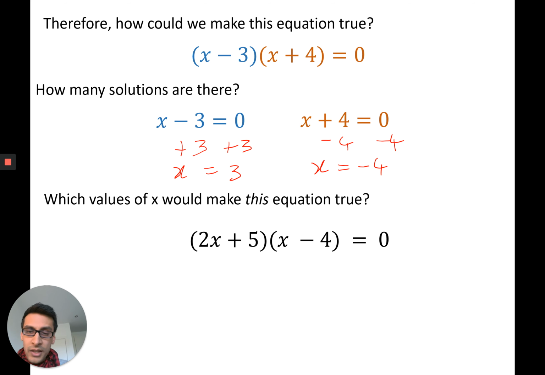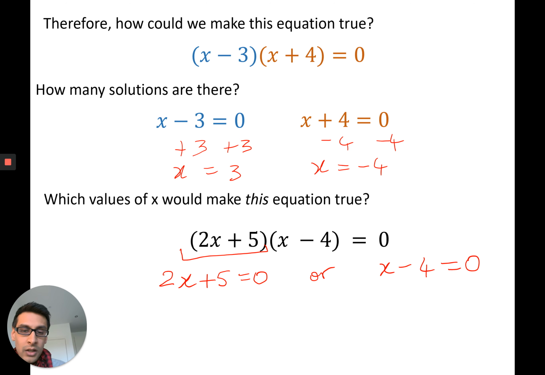So what would happen if I gave you a different pair of brackets which still multiply to give you 0? These are slightly harder. Well, we're still doing the exact same thing here. So this bracket on the left, if I told you that 2x plus 5 is equal to 0, or the bracket on the right, x minus 4 is equal to 0, well, to solve it, I'm going to need to subtract 5 from this side, subtract 5 from this side. So 2x equals -5. And then I'm going to divide by 2, divide by 2. So x equals -5 over 2.